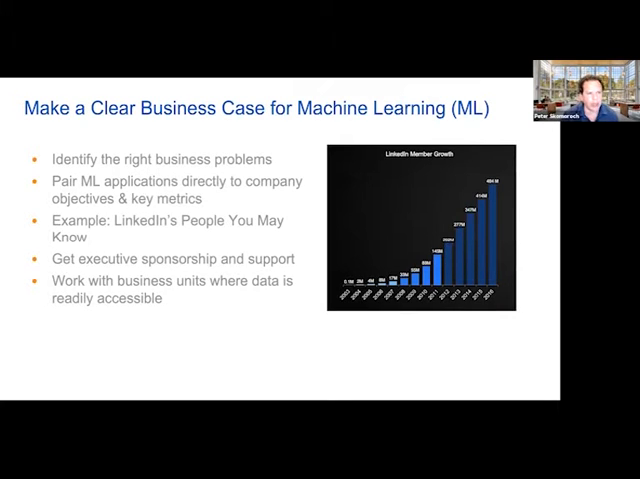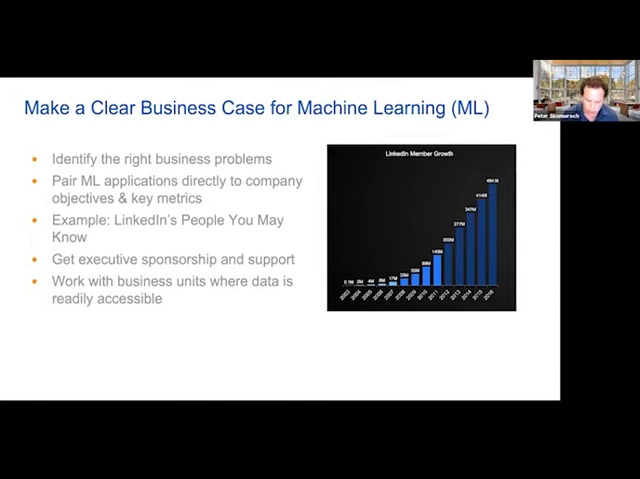So I'll talk a little bit more about that in more detail. But the key thing there is that you want to identify things like that can move core metrics to your business. And in that case, it was basically a people recommendation engine. And you need to have strong executive sponsorship and support. These are going to be difficult projects that you undertake, especially if your company doesn't have machine learning already in its DNA. So you need a lot of organizational support.